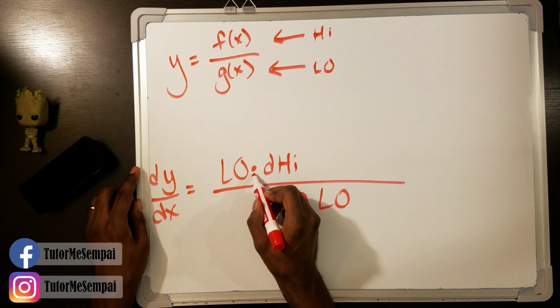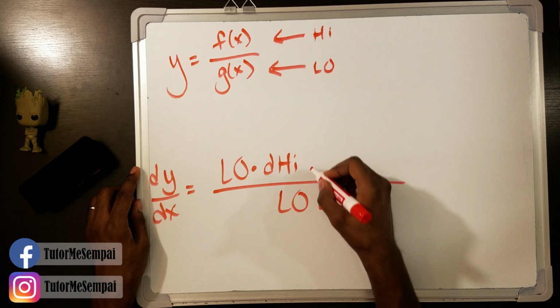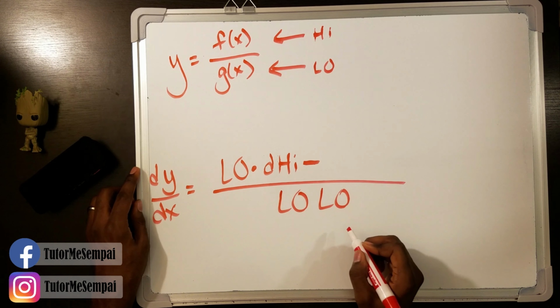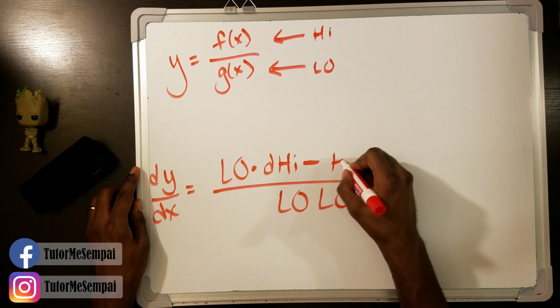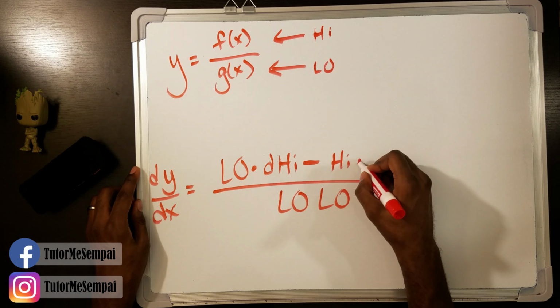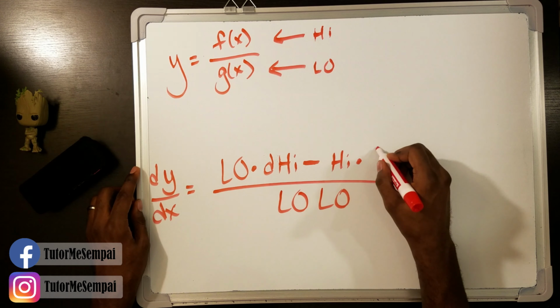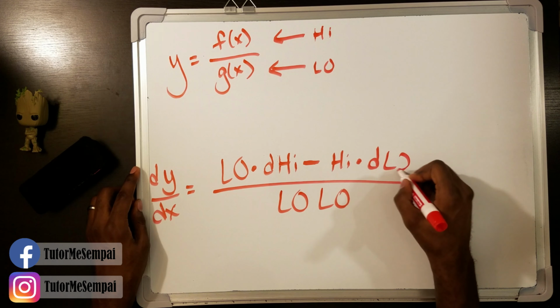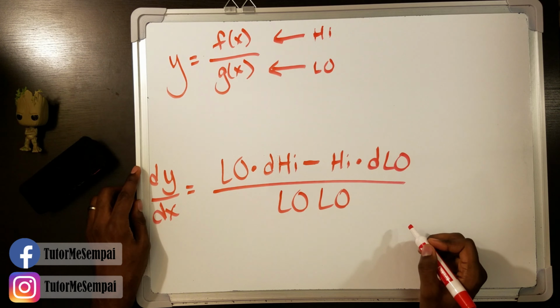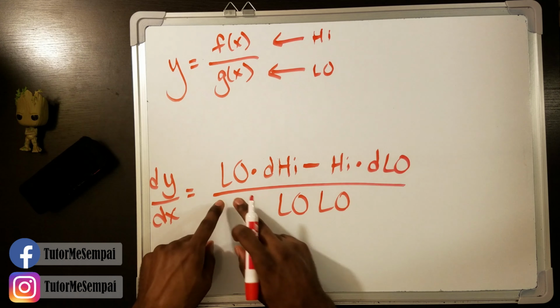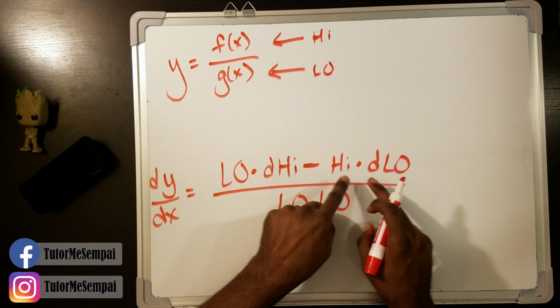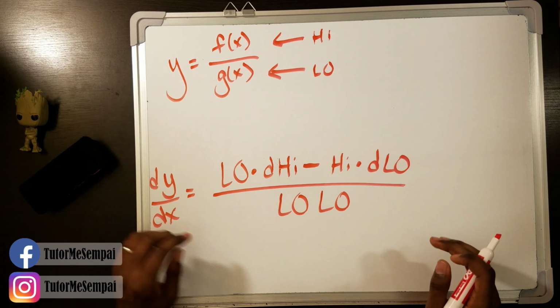So low times d high. Then we're going to do our subtraction. And then we're going to do our high with our multiplication sign again. Put another d. And we're going to put our low. And you can read this as low d high minus high d low all over low low.